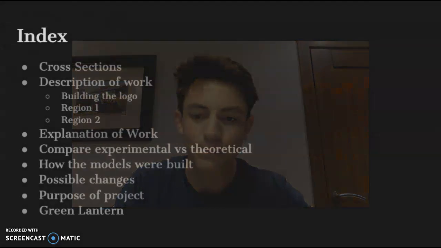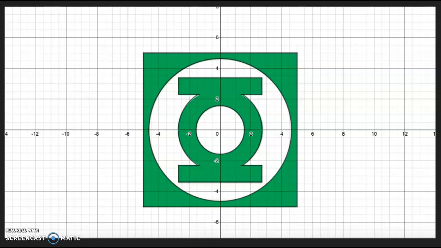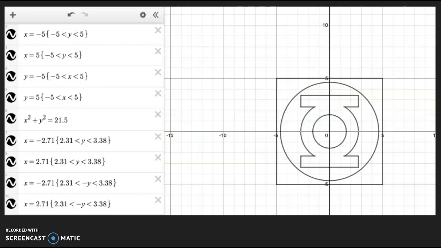Now we're going to move on to the Desmos, and this is what my logo looks like built inside. We're going to go briefly over explaining what I did. I started by building the box outside of the ring of the lantern by doing simple squares, simple lines. Afterwards, I did the circle surrounding the lantern, which is modeled by the function x squared plus y squared equals 21.5. I found that area to work perfectly with the logo.